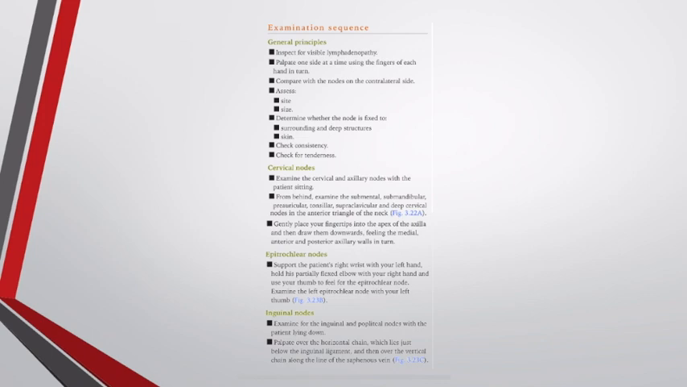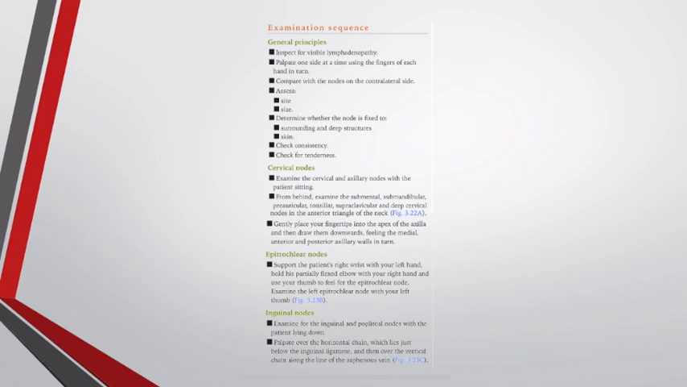Where do we start? There are lymph nodes all over the body, but the head and neck are a common place we need to examine. So when we want to examine the neck or cervical nodes and the axillary nodes, we're going to have the patient sit down and we're going to start from behind them. We'll stand behind them and we'll examine the submental nodes beneath the chin, the submandibular nodes beneath the jawline, the preauricular nodes in front of the ears, and the tonsillar nodes of the upper neck.